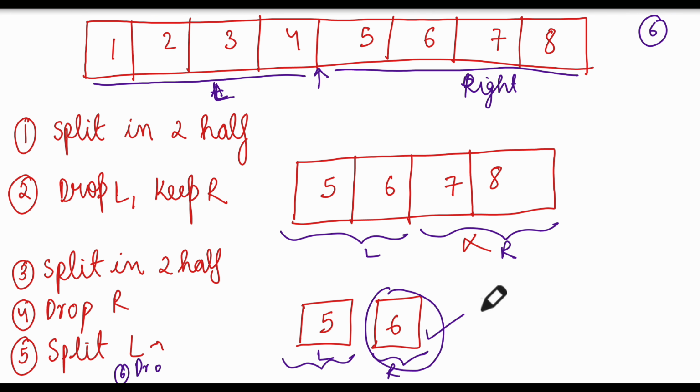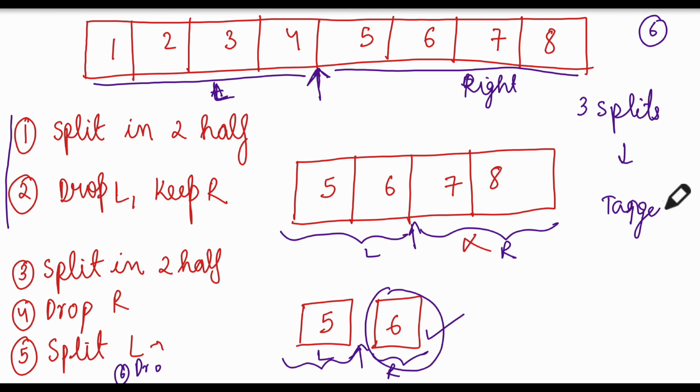Now in how many steps were you able to do this? Your first step was to split in half and check. So this whole is one step technically: you split in half and then you check where that element is lying. Is it lying in the left or the right? Wherever it is lying, you drop the remaining part. The first split was from here, the second was to split here, and the third was to split here. So in just 3 splits, you are able to get the target, and that will give you the location of your particular element. I hope this particular visual explanation is clear to you.